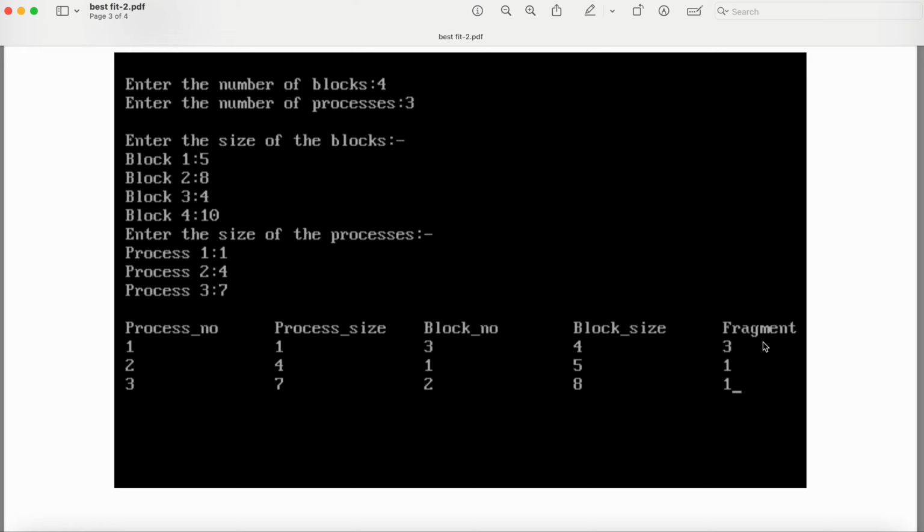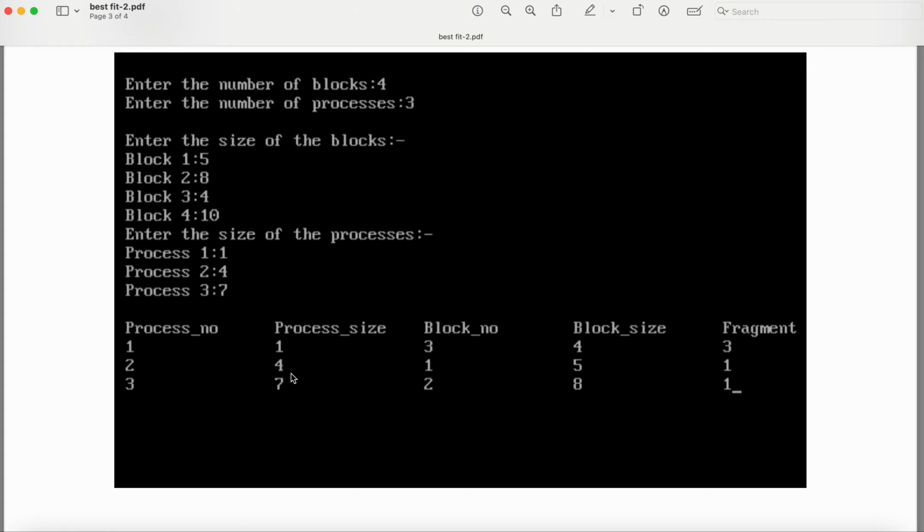The size of the third block is 4. And what is the internal fragmentation? The block size is 4, whereas the size of the process is 1. So 4 minus 1 means 3. So 3 is the internal fragmentation in that block. Likewise, for the second process, the size is 4. Allocate the smallest hole that is big enough. That is 4, but block 3 is already occupied. So block 1, block 2, block 4 are free. Out of 5, 8, 10, which is the smallest? 5. So we have to store the second process in block 1.